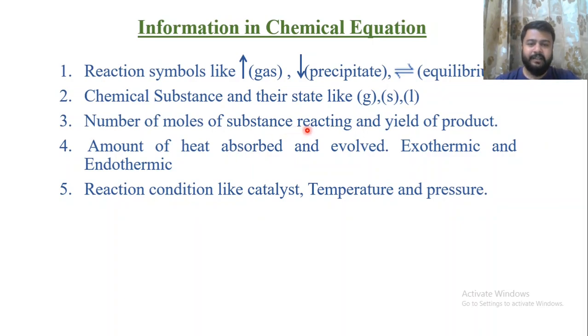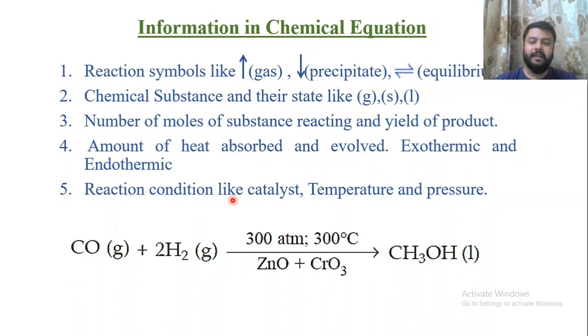Mostly in a chemical equation we write positive heat when heat is evolved. There are many reactions in which heat is required as a reactant or is given as a product. The fifth information is reaction conditions like temperature, pressure, catalyst, etc. So all these five pieces of information can be summarized in a chemical equation.